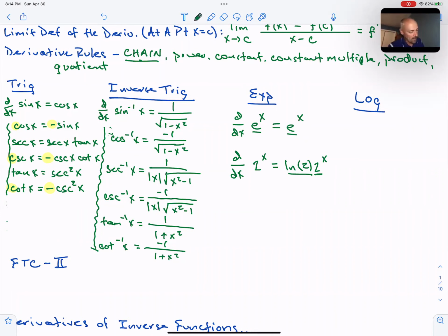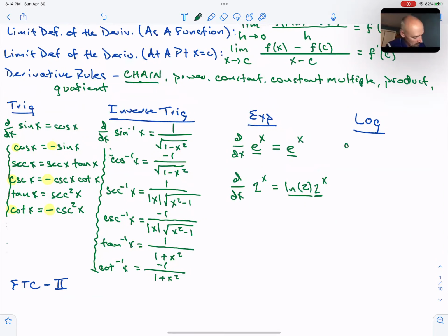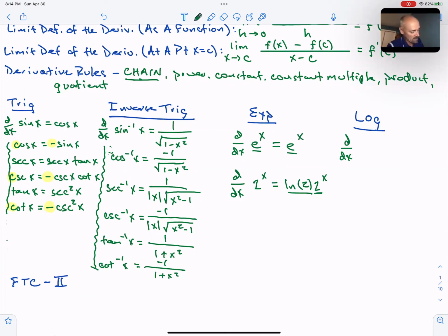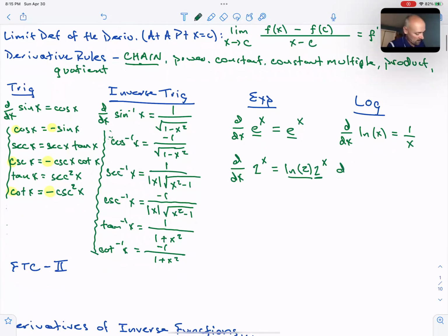Okay. And then for logarithmic functions, same thing. We see it one way if the base is e, and then we have a little bit more to do. We have a constant involved if the base is something other than e. So d/dx of the natural log, that'd be log base e of x, is going to be 1 over x. Now, if we have d/dx of log base 3 of x, that's going to be 1 over the natural log of 3, our base, times x.